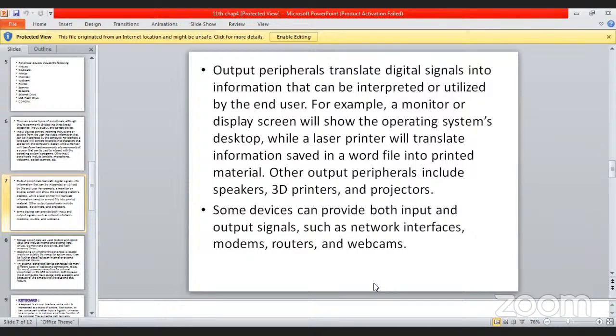Another output peripheral device includes the speakers, 3D printers and projectors. By using all that, we can see the actual output. Suppose we type in YouTube, play the songs, Hindi. So the songs list is available here. We can select any one song and play it, but we can listen to that only after connecting the speakers to our system.